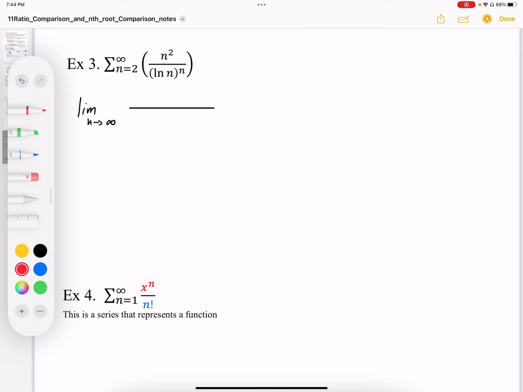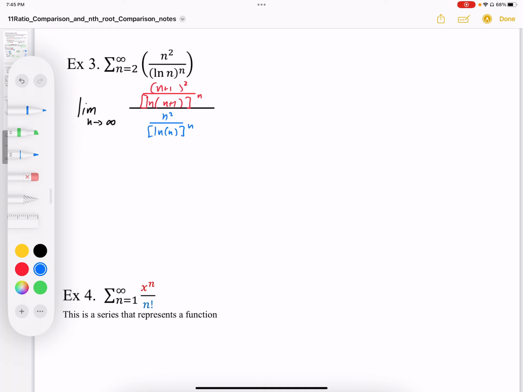So in the numerator, I'm going to do the n plus 1 squared over log of n plus 1, and that term is going to be to the power n. And then the denominator is going to be n squared over log n to the power n.